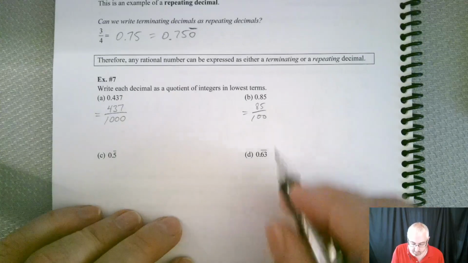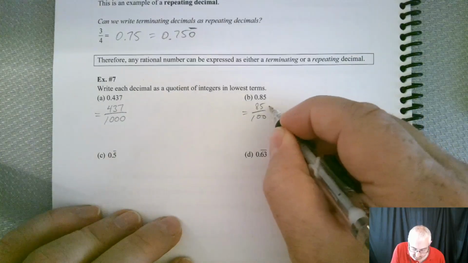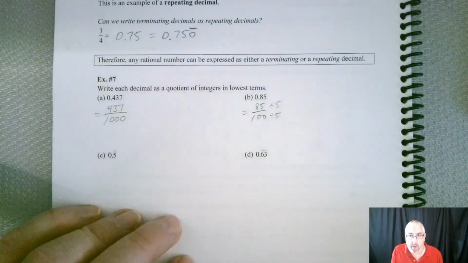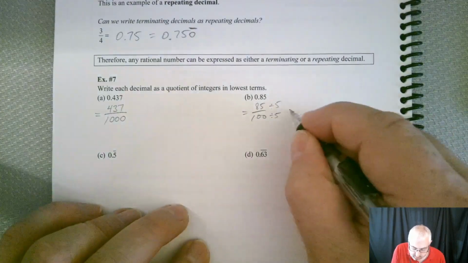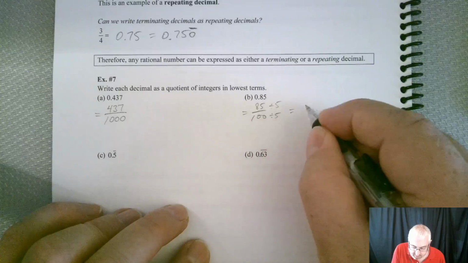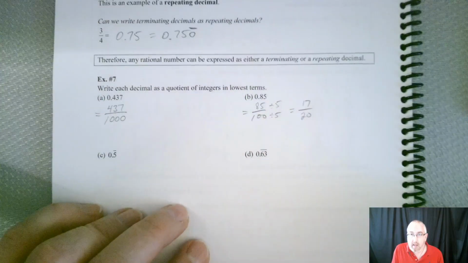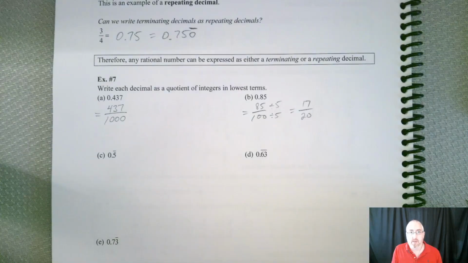We got to get this reduced down. So 5, hopefully, is sticking out at you. That's something we can reduce that down by. So 85 divided by 5 is going to be 17. 100 divided by 5 is 20. And so that would be in lowest terms.